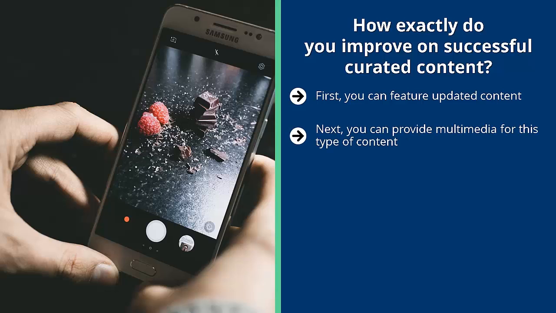Next, you can provide multimedia for this type of content. For example, a top 10 list on the best dog houses are big in your niche. Instead of just a text list of key products and what's so awesome about them, show actual videos and pictures.